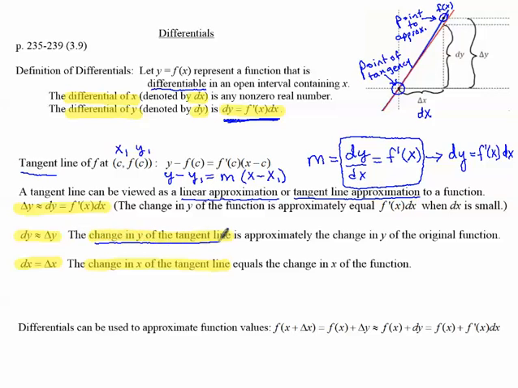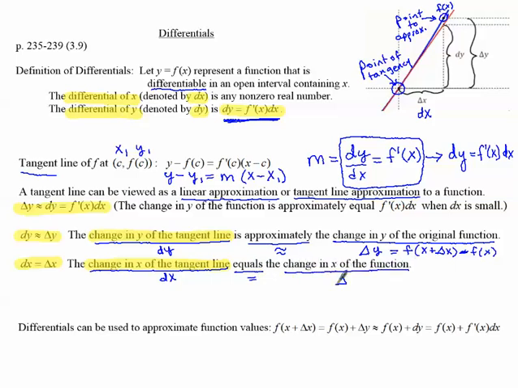The change in y of the tangent line, that's the dy, is approximately the change in y of the original function. That's delta y. And remember, another way that we found delta y before is f of x plus delta x minus f of x. Remember the difference quotient with delta y over delta x? And dx equals delta x, which means the change in x of the tangent line, that's our dx, equals the change in x of the function, delta x.